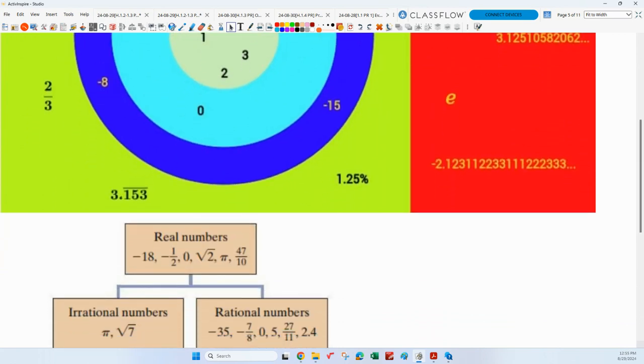If you see something like 3.153, where the 153 has a bar over the top, what does that mean? The 153 is repeating. Okay, so the 153 keeps repeating forever and ever. So that's a repeating decimal. So that's rational, right?